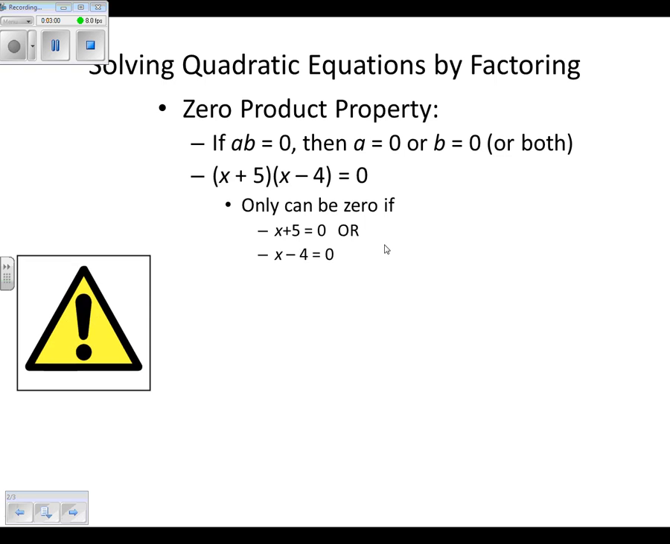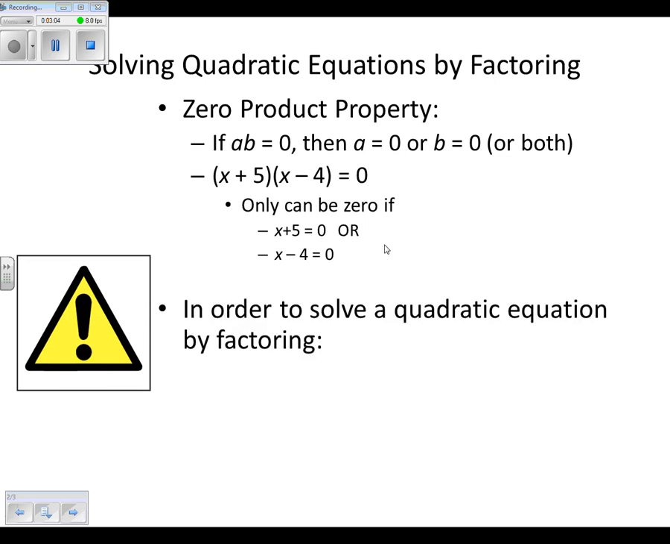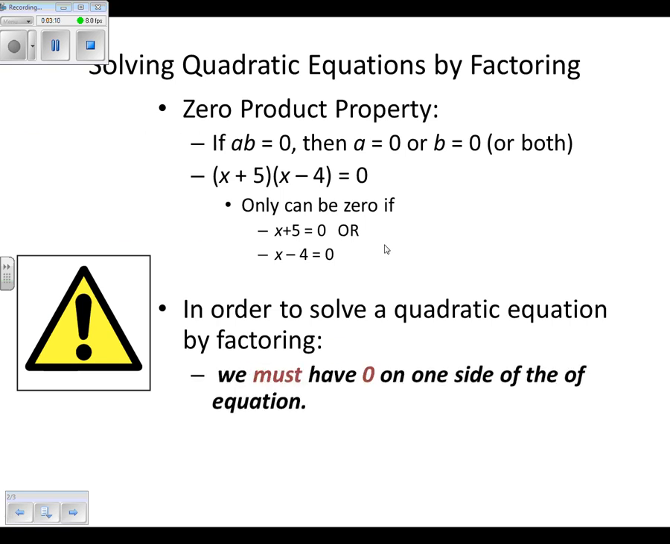Okay, now, this is very, very important. In order to solve a quadratic equation by factoring, there are two conditions that have to be met. The first condition is you have to have 0 on one side of the equation. And it's not a perfect world, and in most cases, you're going to be handed quadratic equations where you do not have 0 on one side of that equal sign.